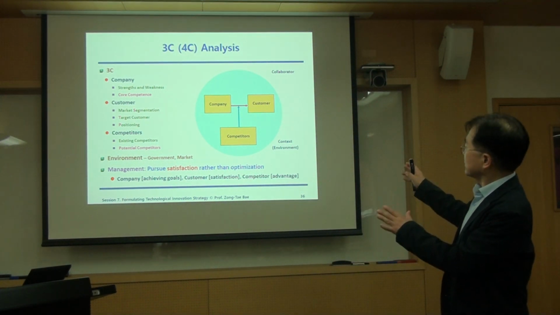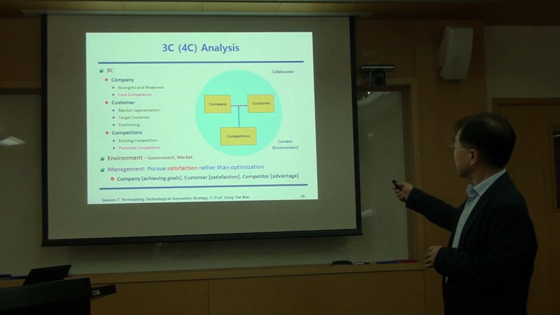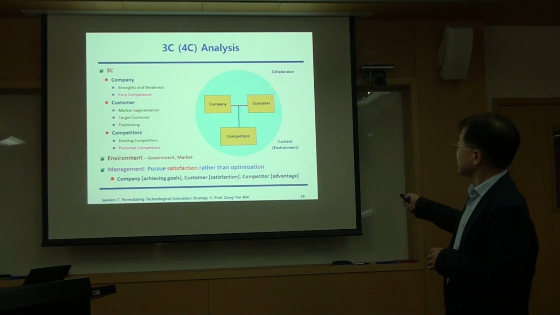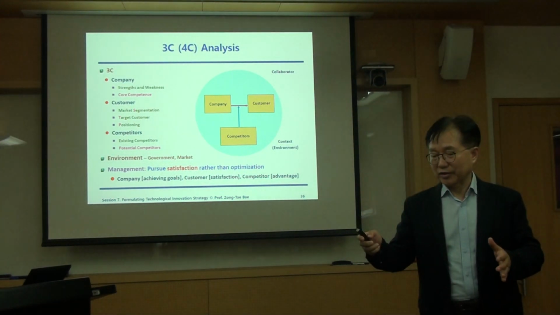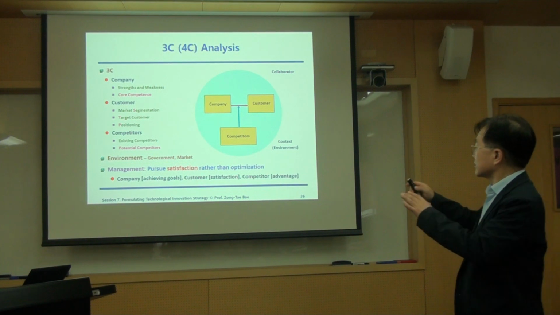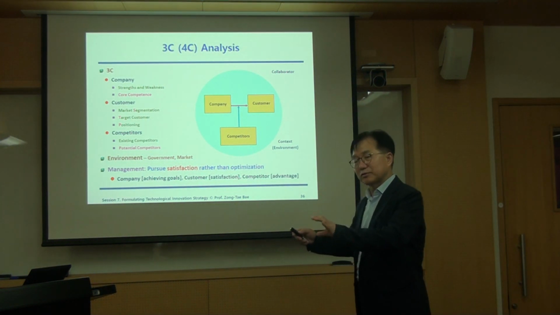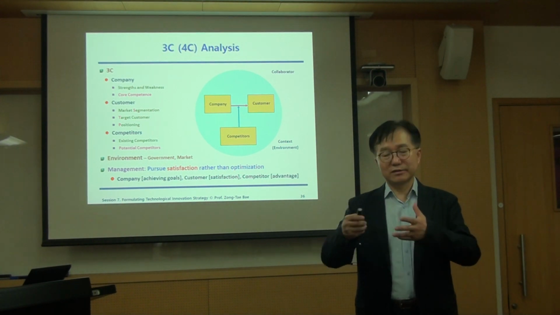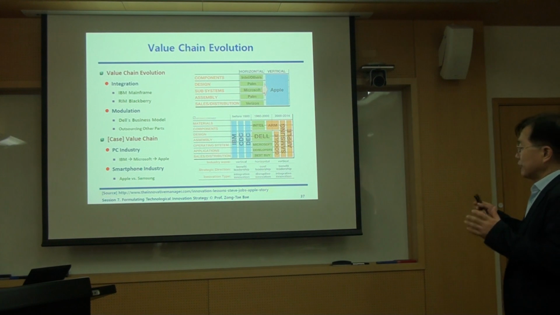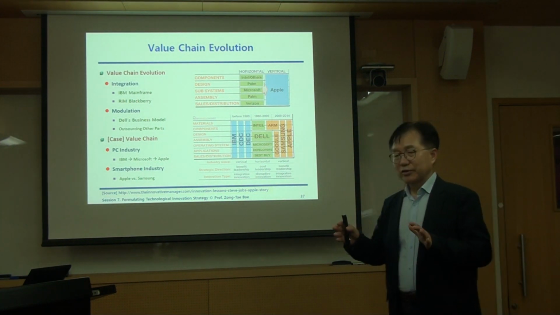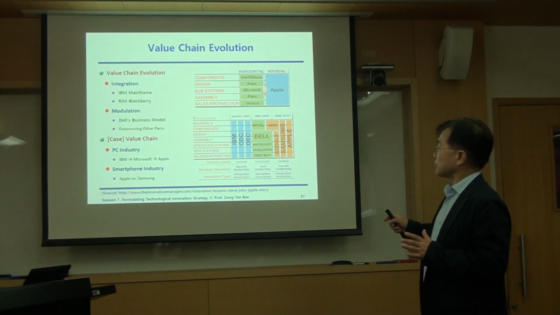Okay. So in 3C analysis, if we add a collaborator as the fourth C, then we can analyze an industry very well. Just by dividing the industry into these four segments, we analyze each of them, and then we synthesize the result. That is the typical way. Also, when we analyze the industrial structure, the value chain evolution is also important.